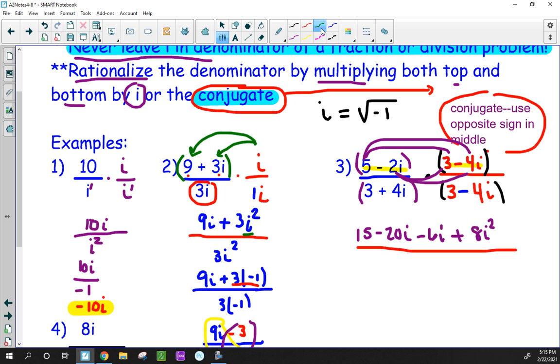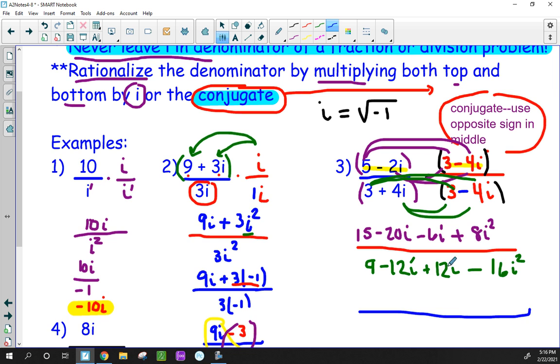Now your focus needs to go to the bottom. You have a binomial times a binomial again, so we're back to FOIL method. 3 times 3, 9. 3 times negative 4i is negative 12i. Inside terms, 4i times 3 is positive 12i. And last, 4i times negative 4i, and that's going to be a negative 16i squared. Okay, again, notice I didn't use an equal sign. I just showed my work below.